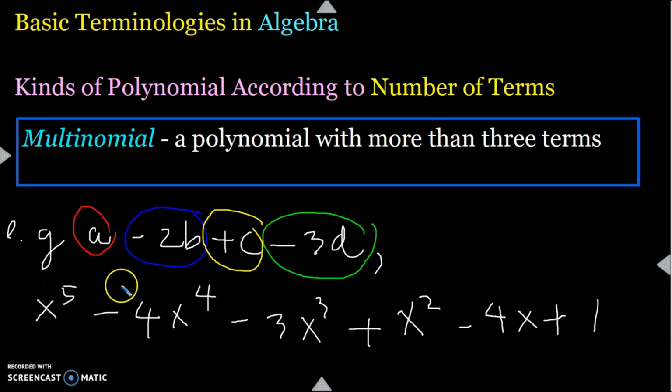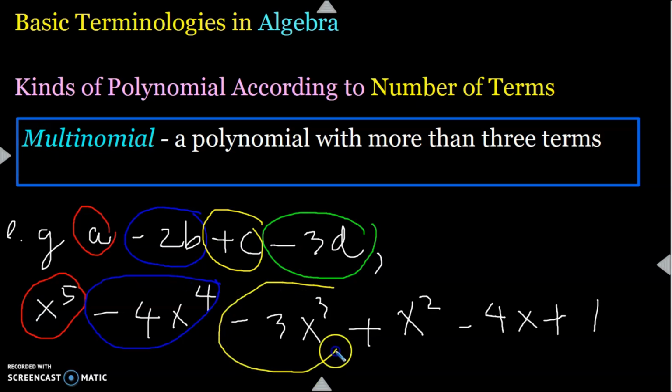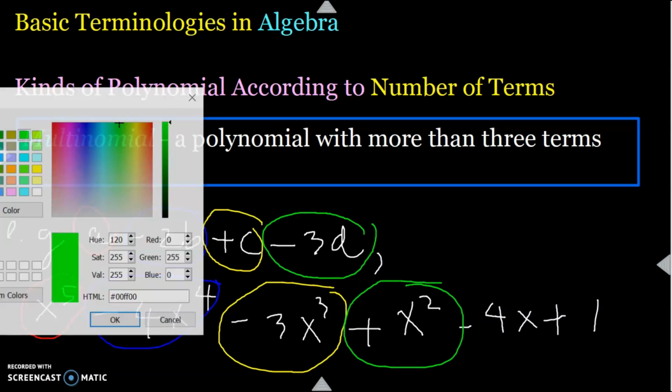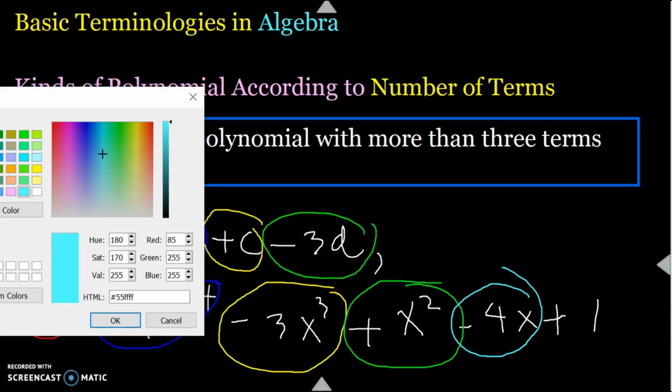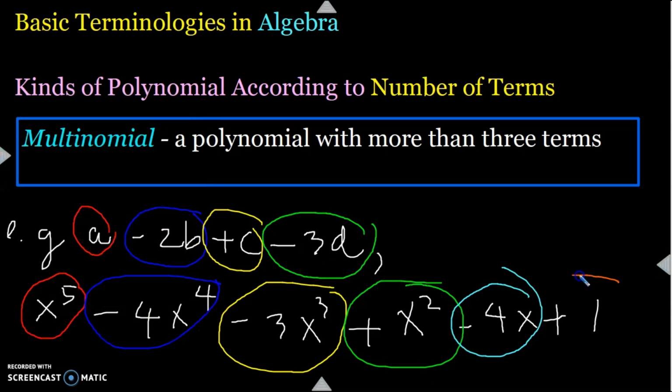In the second multinomial, the first term is x to the fifth, the second is negative 4x to the fourth, the third is negative 3x cubed, the fourth term is positive x squared, the fifth is negative 4x, and the last but not the least term is positive 1. So there you have another example of a multinomial which contains 6 terms. Let's proceed to the next.